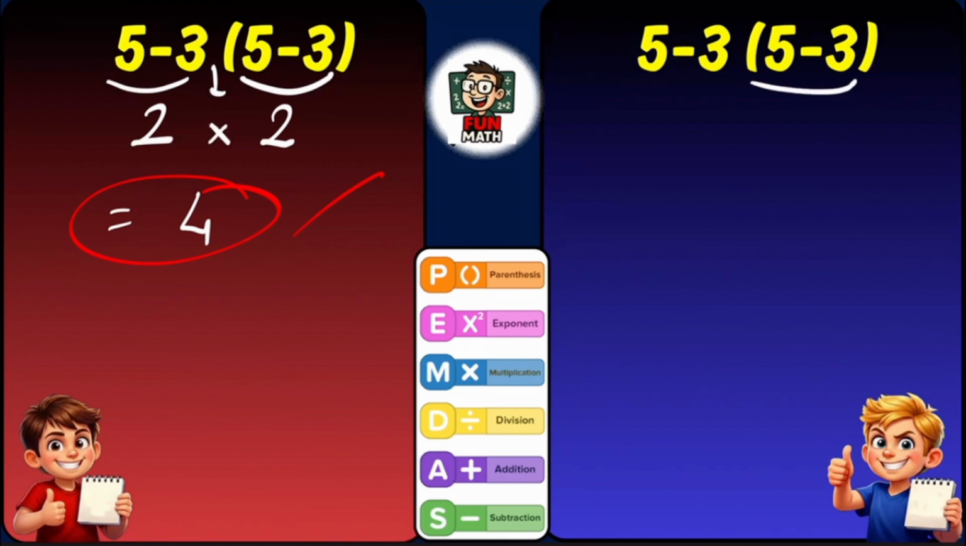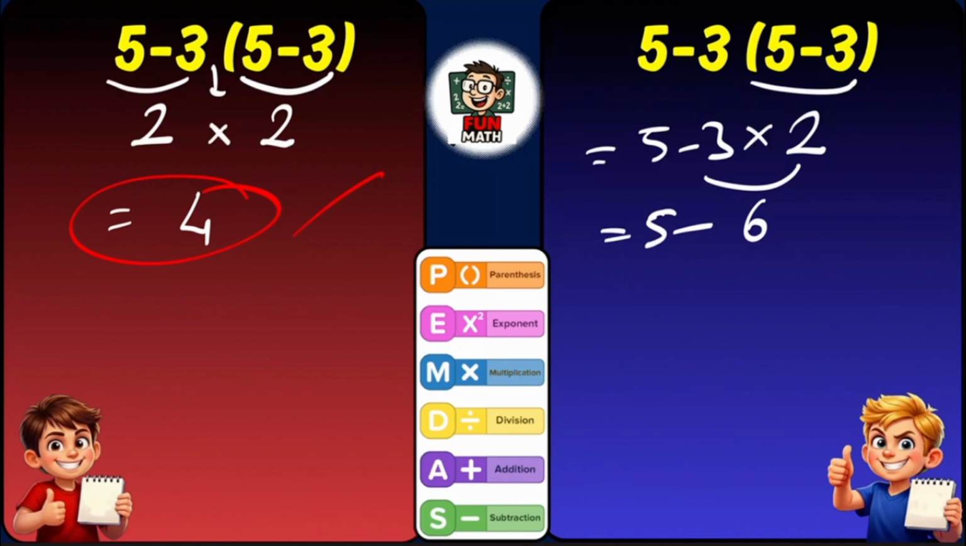Now let's solve the equation according to the rule. First, parenthesis, 5 minus 3 equals 2. 5 minus 3, hidden multiplication. Now, subtraction and multiplication. First, multiplication, 3 times 2 equals 6. Finally, subtraction, 5 minus 6 equals negative 1. The correct answer will be negative 1.